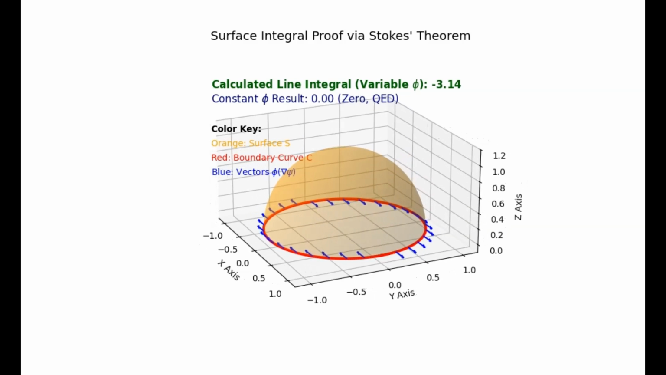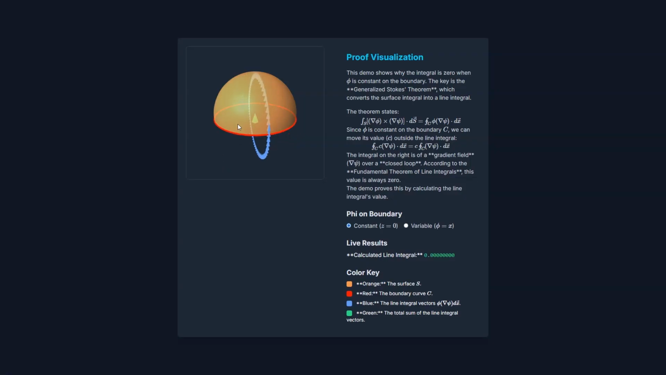So it all comes down to this. A constant value on the boundary means the laws of math guarantee a perfect balance to zero.